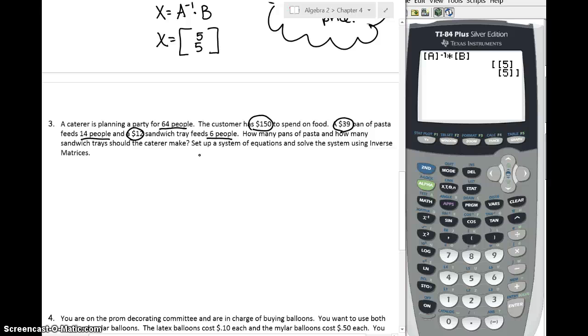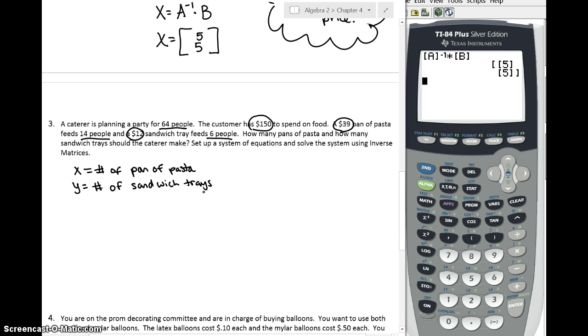All right, so first we know that there's 2 types of trays happening. So the first one, we'll say x equals the number of pans of pasta that we want to order. Because ultimately the question says how many pans of pasta and how many sandwich trays. So we want to be able to answer that. What's the number of pans of pasta we have to order? Well, y, let's make that the number of sandwich trays we're going to be ordering.